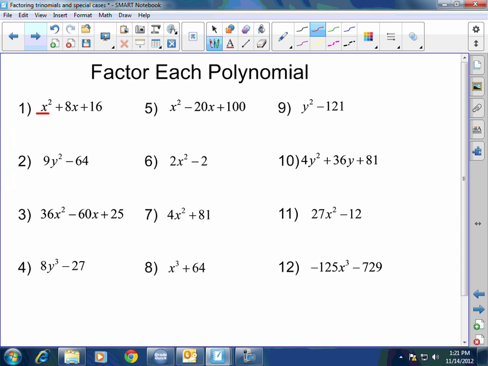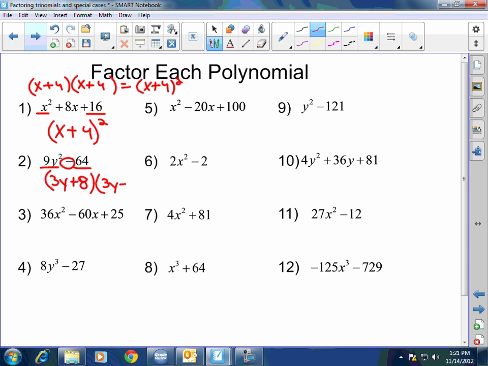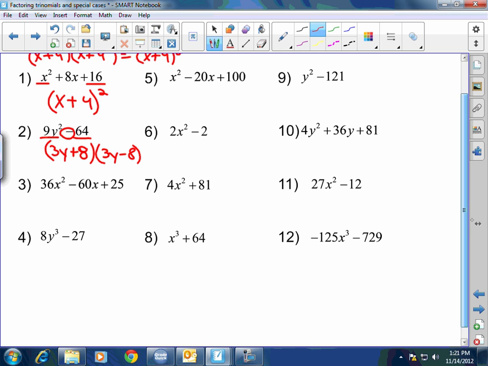But x squared is a perfect square, 16 is a perfect square. X times 4 is 4x times 2 is 8x, so this is just going to be x plus 4 squared. If you didn't see that, you could do the old way. That's still going to be x plus 4 squared. Here, that's a perfect square, and they're being subtracted. It's a difference of squares. So it's going to be square root of the first plus square root of the second times square root of the first minus square root of the second. Done.